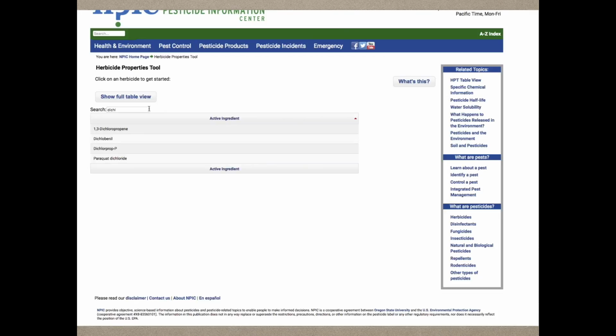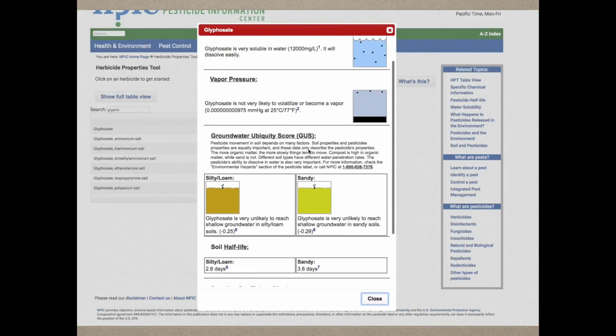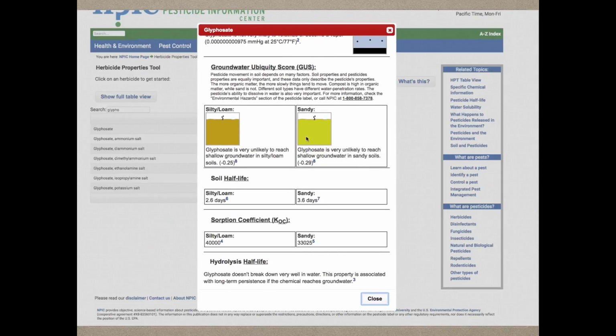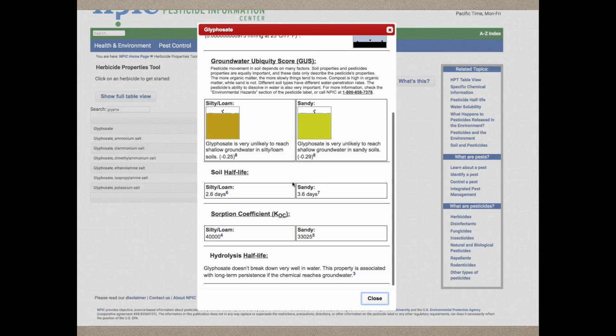So let's move on to the second one that we're trying to decide between. Glyphosate, and there it is. Okay, water solubility, 12,000. Vapor pressure, groundwater ubiquity score, very, very low. We have different soil types listed for this one. We have sandy versus silty loam, and an explanation of what that means. We see half-life in both of those types of soil, and a KOC, as well as hydrolysis half-life.